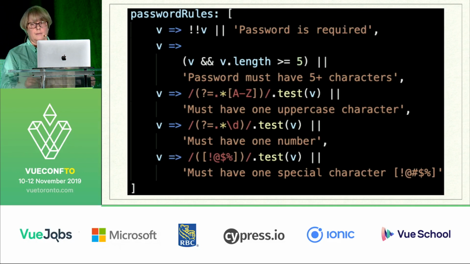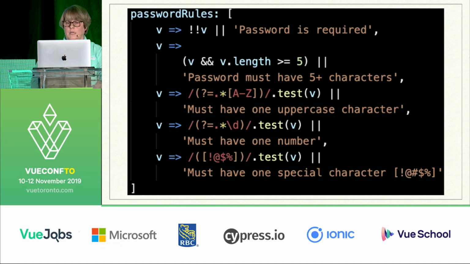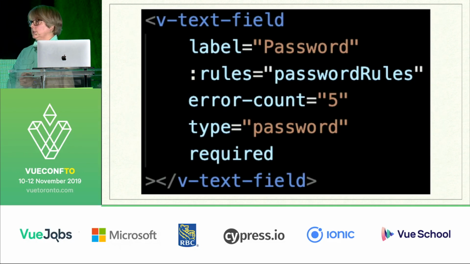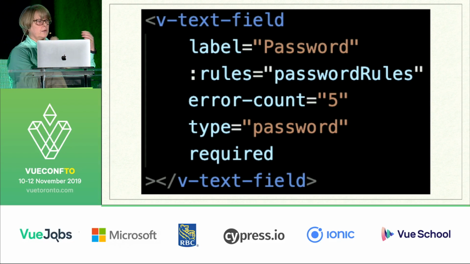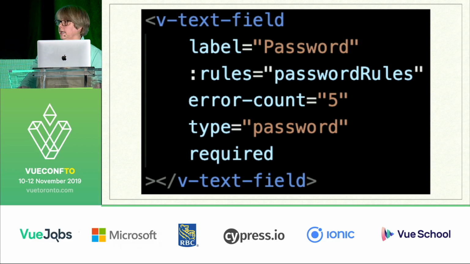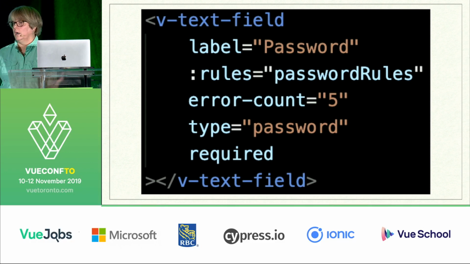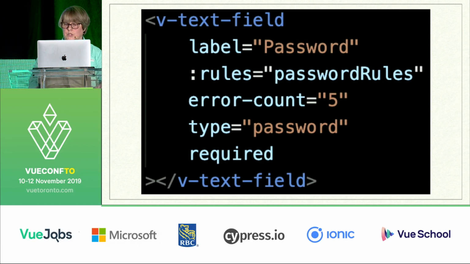There is an option that you can put into your text field, another prop that you can add, called error count. By default, it's going to show you 1 error at a time. So as it's going down, the first one that it fails on, it's going to give you that error message. What you can do is specify, instead of using the 1 default, give them 5 error messages.